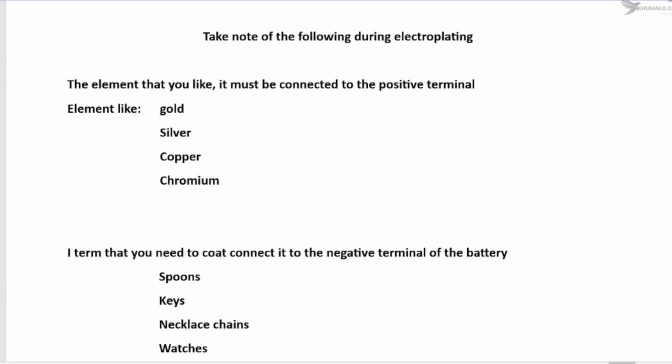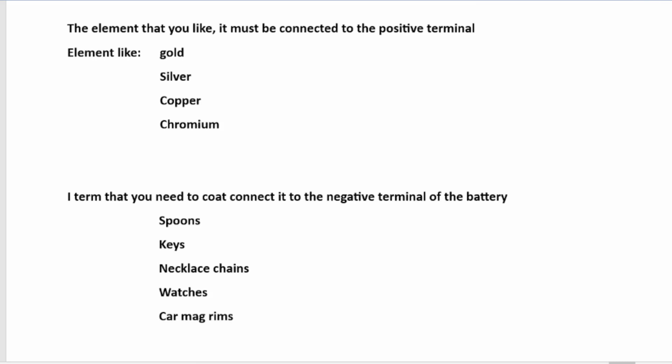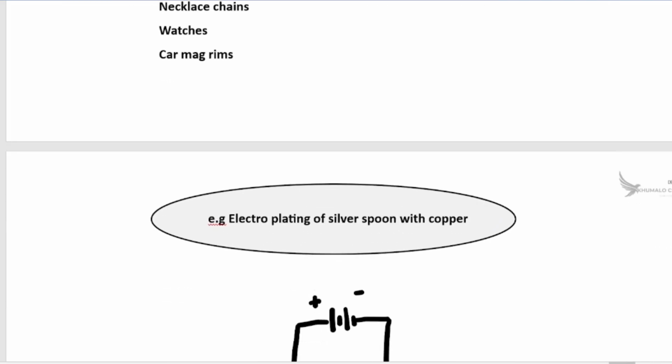Take note of the following during electroplating. The element that you like must be connected to the positive terminal, elements like gold, silver, copper, chromium. The item that you need to coat, connect it to the negative terminal of the battery. Items can be spoons, keys, necklace chains, watches, car mag rings.